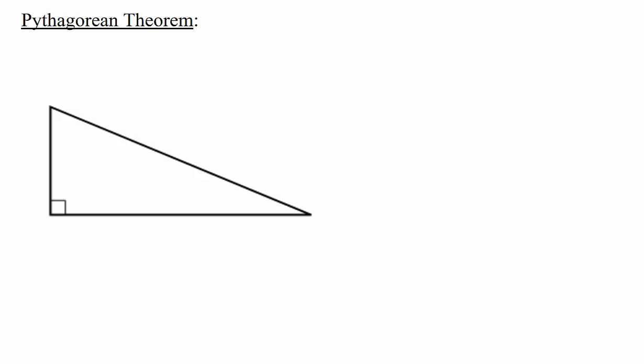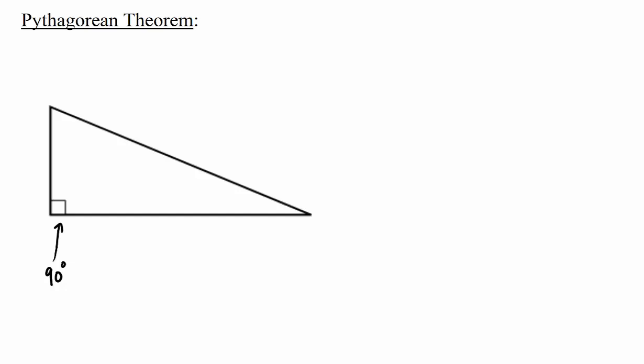In this lesson, we're going to look at the Pythagorean Theorem. The Pythagorean Theorem is used for finding unknown sides in a right-angled triangle. A right-angled triangle is a triangle that has a 90-degree angle within it. That 90 degrees is sometimes represented by this little square in the corner.